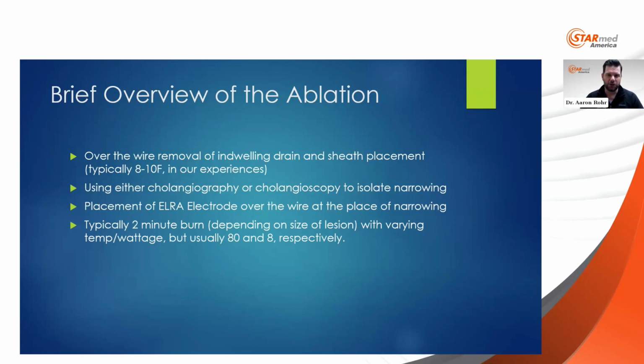Place the electrode over the wire at the place of narrowing, and then typically a 2-minute burn. Temperature and wattage can vary. I've rarely had to change that, in only one instance, in fact, but usually 80 and 8, respectively, regarding those two. We'll go into the exact protocol that we have in place, but this is just an overview of what a standard ablation looks like.